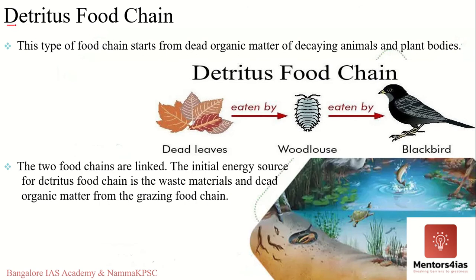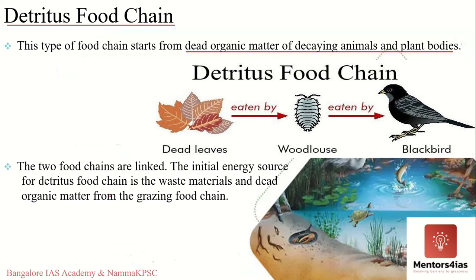Next you have the detritus food chain, where the detritus food chain always starts with dead and decaying matter. From there it goes up all the way to consumers. So you may have dead leaves, then you may have some other insects feeding on these dead leaves, these insects being eaten by birds. So this is known as the detritus food chain.